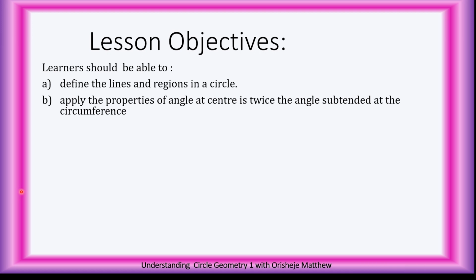Lesson objective. Learners should be able to define the lines and regions in a circle. Secondly, apply the property that the angle at the center is twice the angle subtended at the circumference.